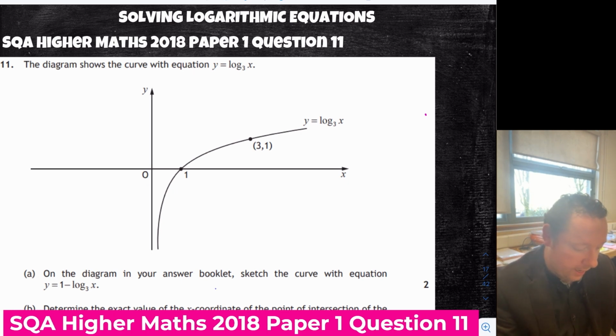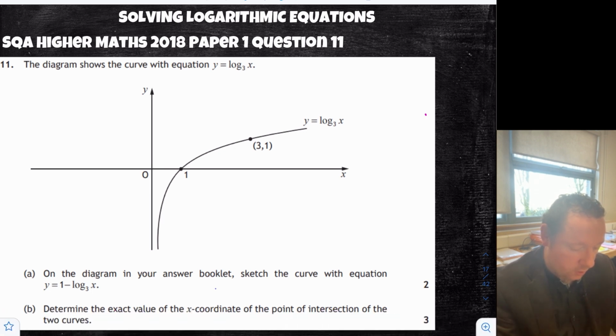Solving logarithmic equations, SQA Higher Maths 2018, Paper 1, Question 11. The diagram shows the curve log base 3 of x. On the diagram in the answer book, sketch the curve with equation 1 minus log base 3 of x, and then find the point of intersection between the curves, which will be solved with logarithmic equations.